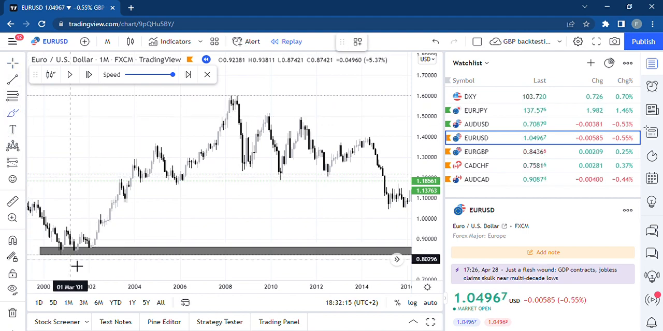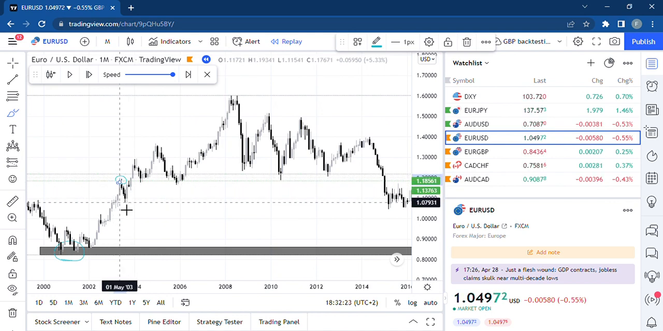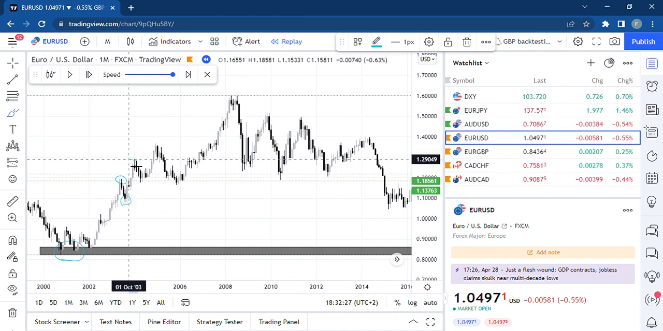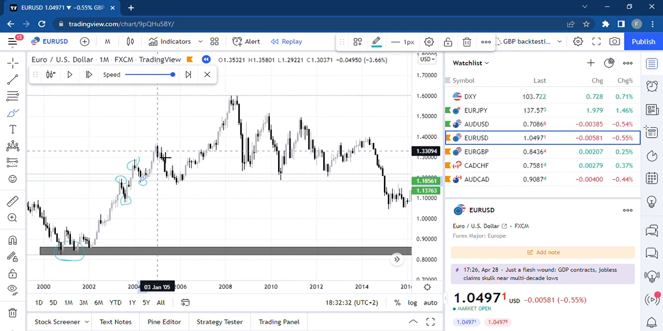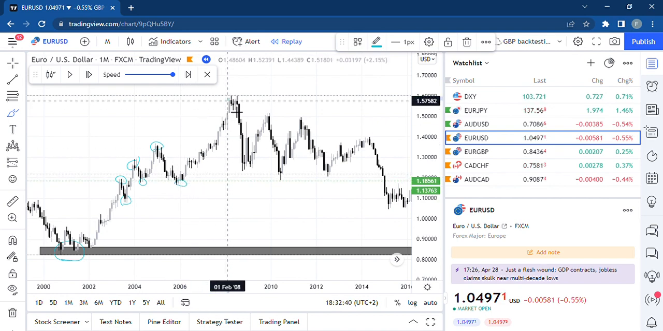So as you can see, this over here is a low, this is a high, this is a low, this is a high, this is a low, this is a high, this is a low, and this is a high.